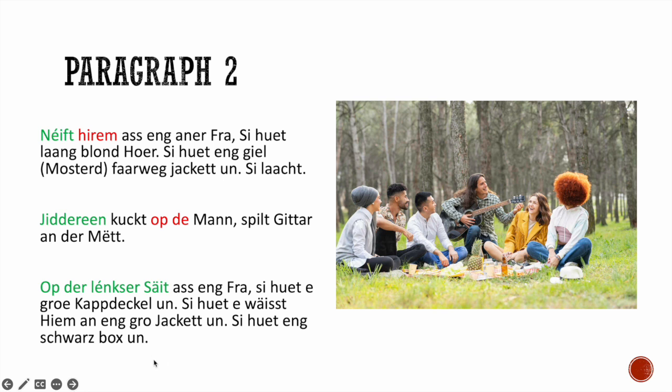Then on the left side, op de linkse side as een vrouw. There is a girl. She hoort a grauw kapdekkel on. She is wearing a grey head cover. She hoort a white hem. She is wearing a white shirt and a grey jacket. She hoort een zwart box on. She is wearing black pants.